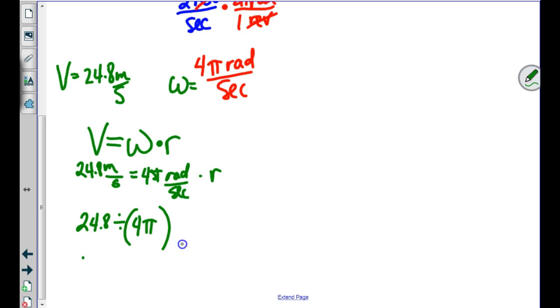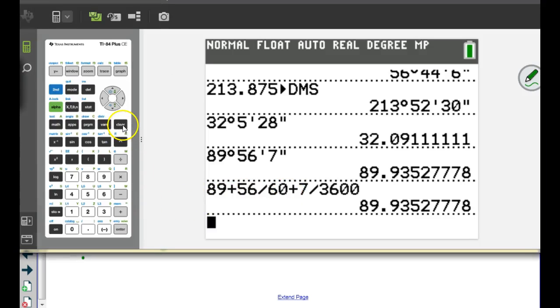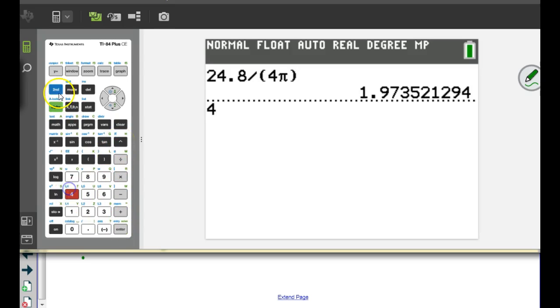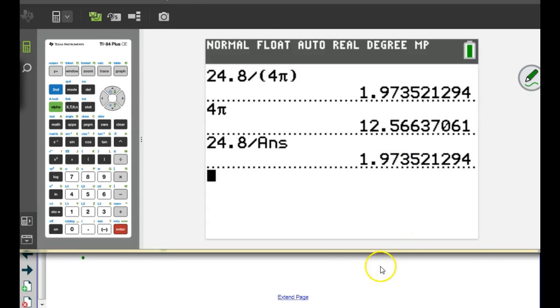So on the calculator, you could type 4 pi and get a decimal first, absolutely, and then do 24.8 divided by that decimal. But if you want it to divide by both the 4 and the pi, you have to put them in parentheses. Or like I said, you could just do 4 pi and then do 24.8 divided by that previous answer. Okay, so we get 1.97.